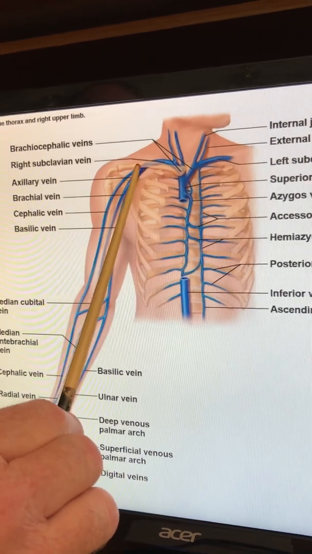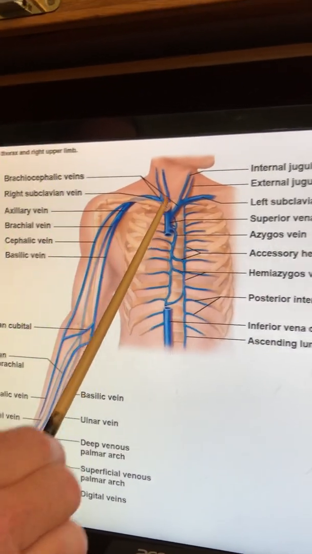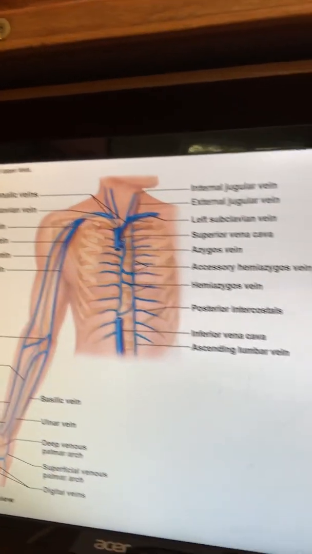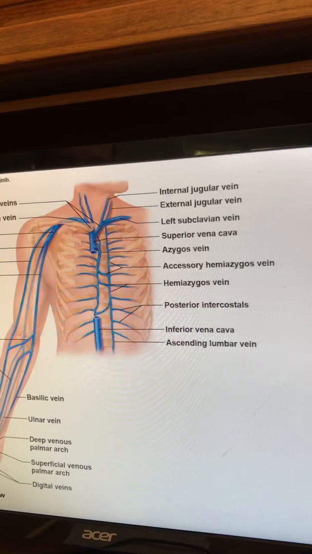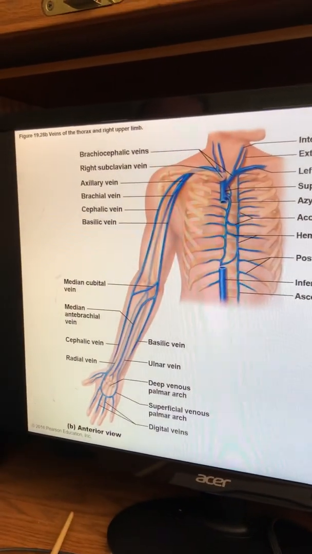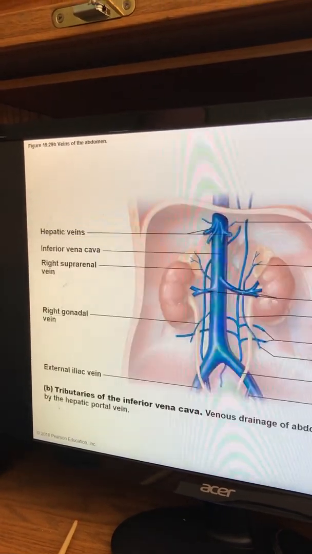It will then go into the subclavian vein, into the brachiocephalic vein, which would then go into the superior vena cava. All of the other ones, if you become a doctor, you'll have to know all of them. But for what we're going to ask you to know, it is just going to be very much the larger tributaries.